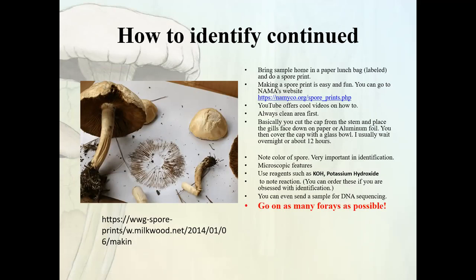Okay, so the key to really learning mushrooms is actually going out in quarries, because you can read these books and look at pictures all you want, but unless you go out there and touch it, feel it, see it, you're not going to learn it. So it's easier to go on as many forays as possible to learn how to identify. That's the key. The pictures in the Audubon book are really beautiful, but when you go out there, the mushrooms don't look like that. Those are professionally photographed.